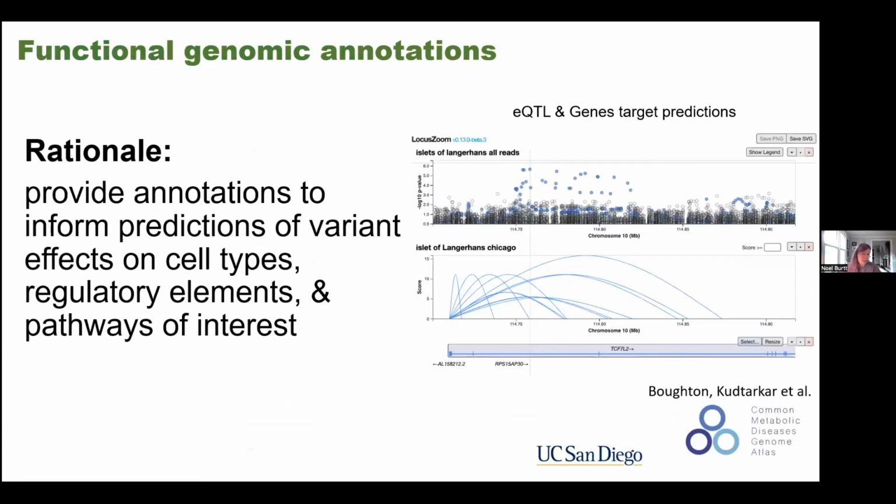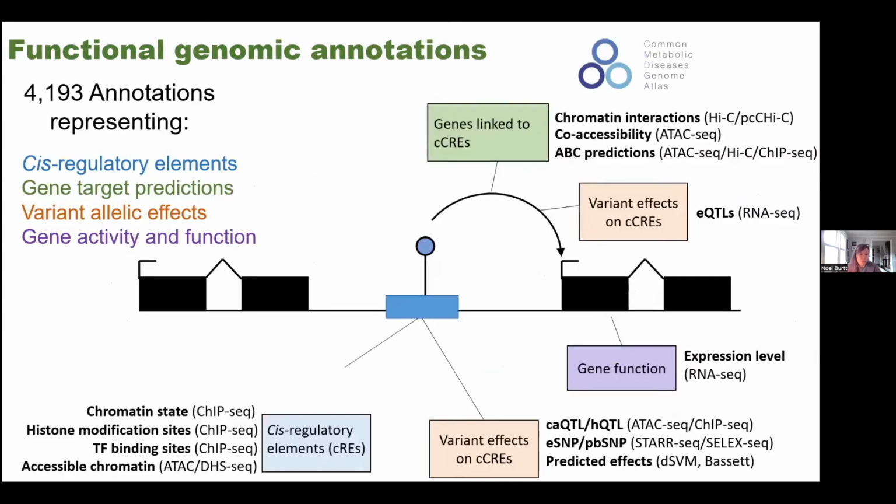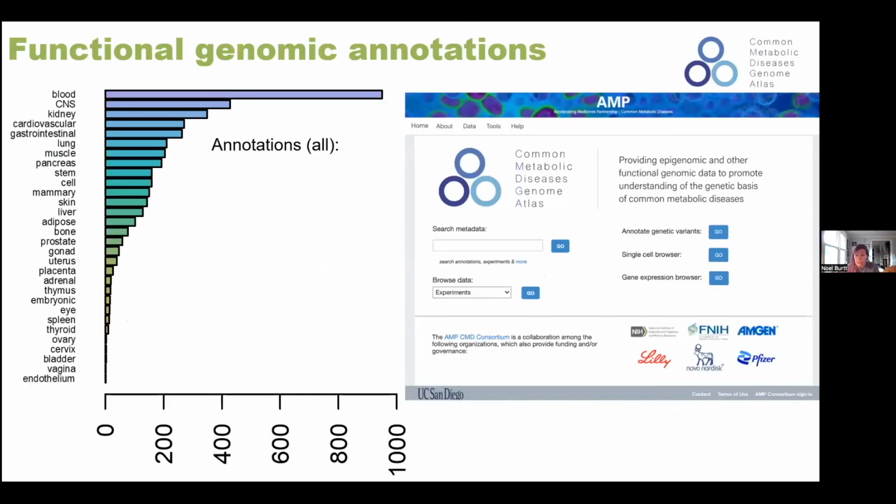Functional genomic annotations provide predictions of the variant, the effect on the cell type, and the regulatory elements. So these are independent data sets that marry with the genetics. And this is generated all through Kyle's resource that he was alluding to called the Common Metabolic Disease Genome Atlas. And for this, they have a host of data sets that largely right now represent 4 major categories: cis-regulatory elements, gene target predictions, variant allele effects, and gene activity and function type annotations. And there's over 4,000 of them, and they're enriched in tissues that are common metabolic disease oriented. And I'll show you some of this in a minute when I get to the resource.